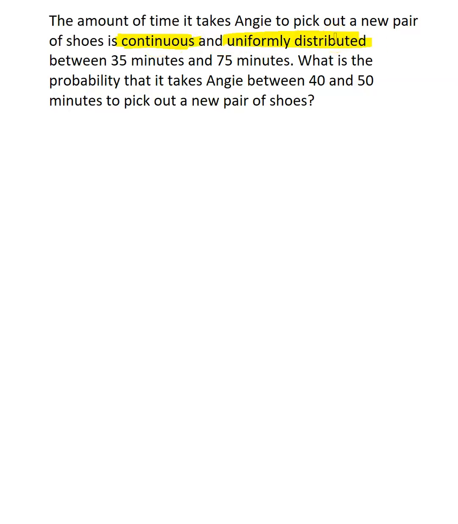Continuous means you'd think immediately area, right? You're trying to measure it, not count it. So it's not going to be a table of values, it's going to be the area. And then we have uniform distribution, so you know that it's going to be a horizontal line. And so the resulting shaded region would be a rectangle. So we got all these clues here. Now let's get started on graphing this.